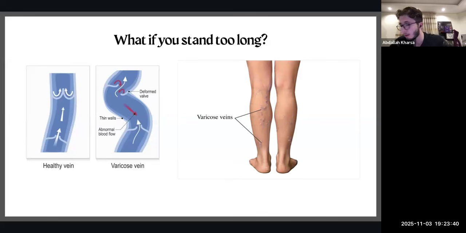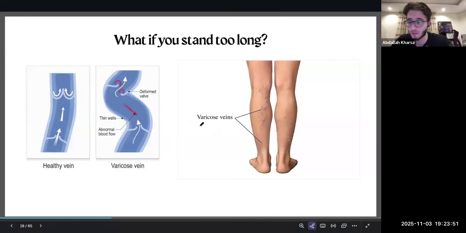Okay. So I just want you guys to remember, if someone's standing for too long, blood can pool at their feet. Blood can collect on their feet, and that can destroy the valves, and that can cause something called varicose veins. Is this clear to you guys?